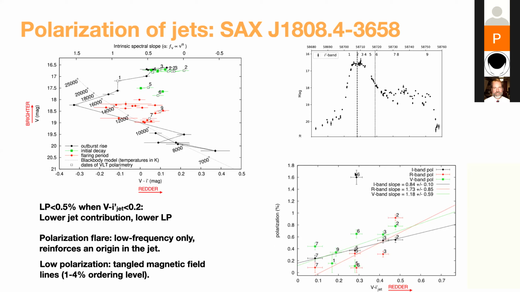And also the only point that is out of the correlation is this, and it is observed only at low frequency in the I band. So again, this might be a flare in the jet. So if we believe this, the low level of polarization that we detect means that the magnetic fields are very tangled, and we can estimate an ordering level of the magnetic field between 1 and 4%.